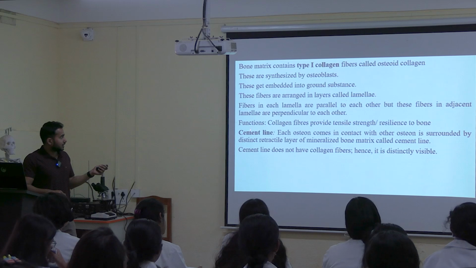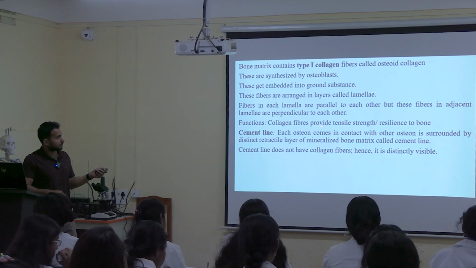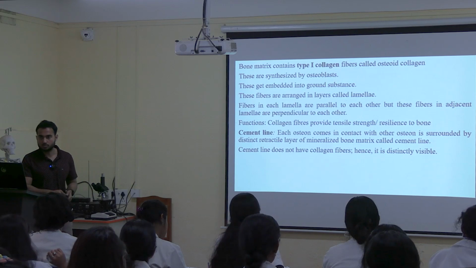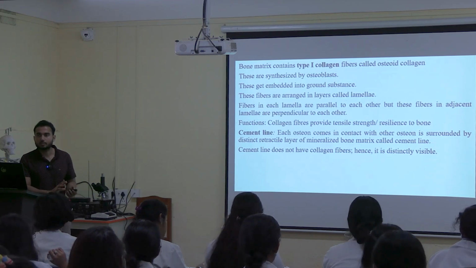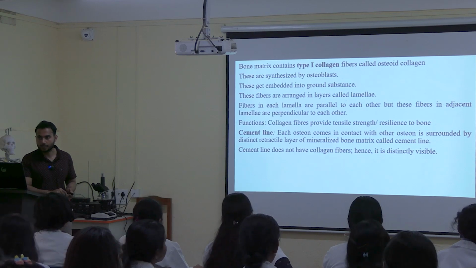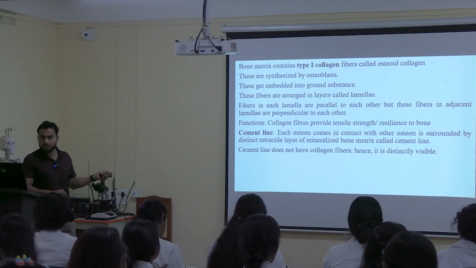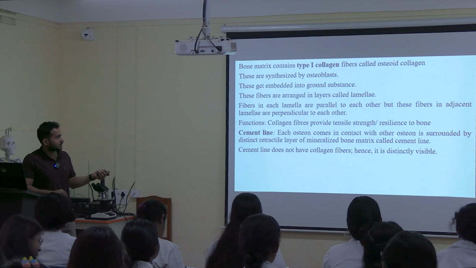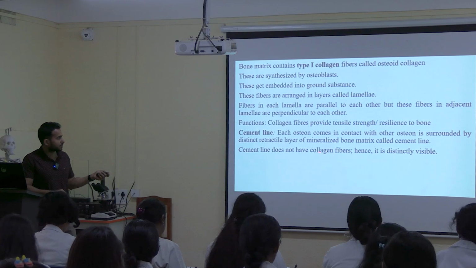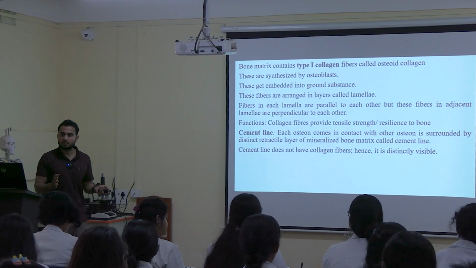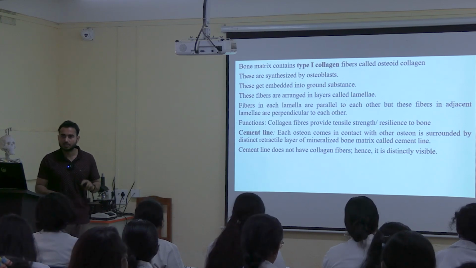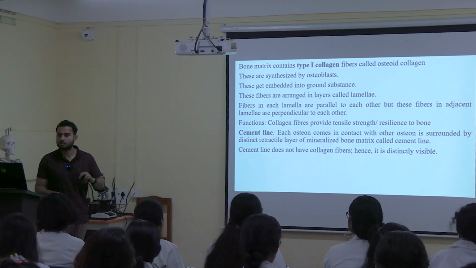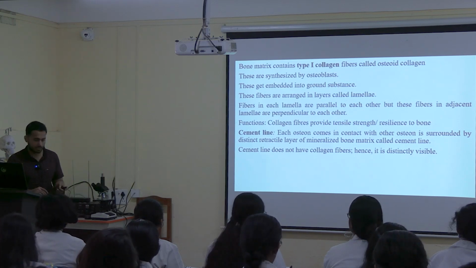Now what is the function of these collagen fibers? They provide tensile strength and resilience to the bone. This is the most important function provided by the collagen fibers present in the bone. Next, you can see cement lines. Each osteon comes in contact with other osteons, surrounded by a refractile layer of mineralized bone matrix, which is called the cement line. What is in it? It does not have collagen fibers and it is distinctly visible. Other components of the connective tissue are there, only the collagen fibers are not there. That's why it appears completely white or bright, and that is called the cement line.